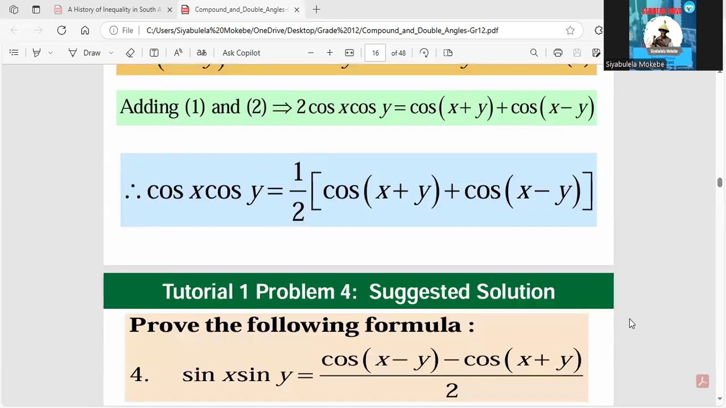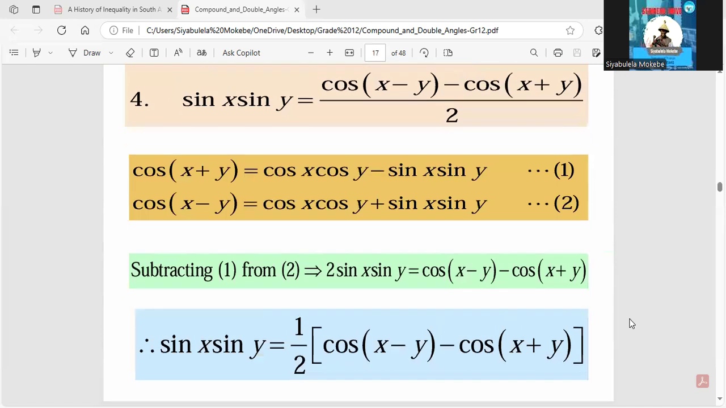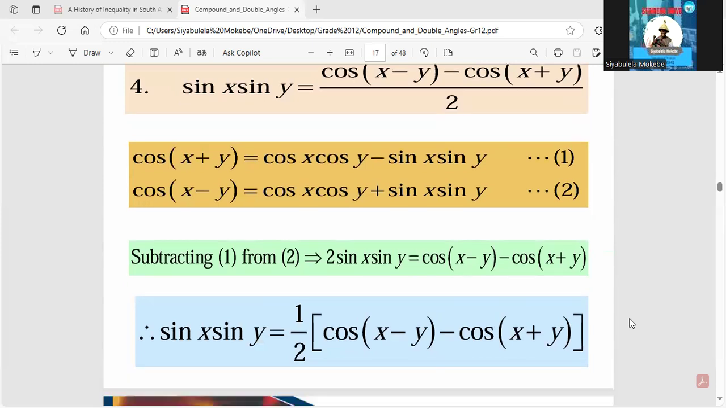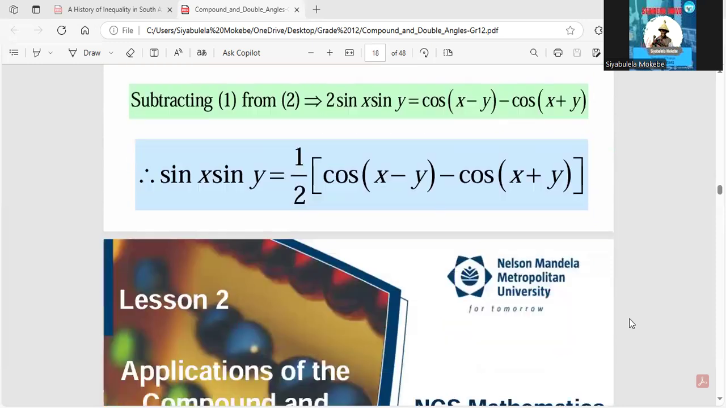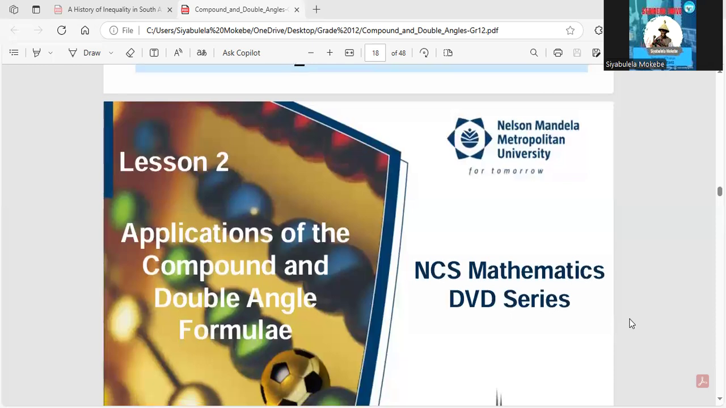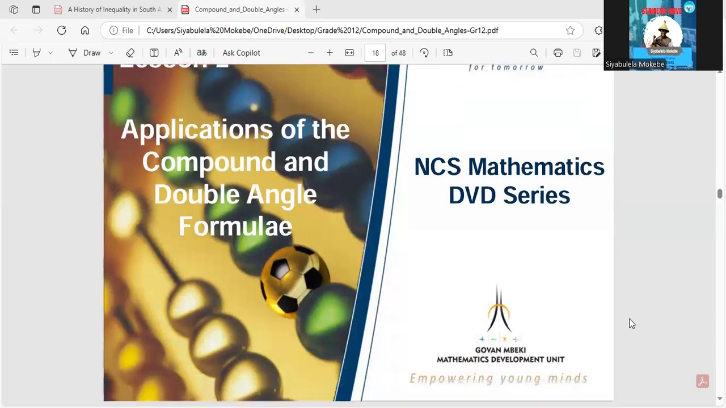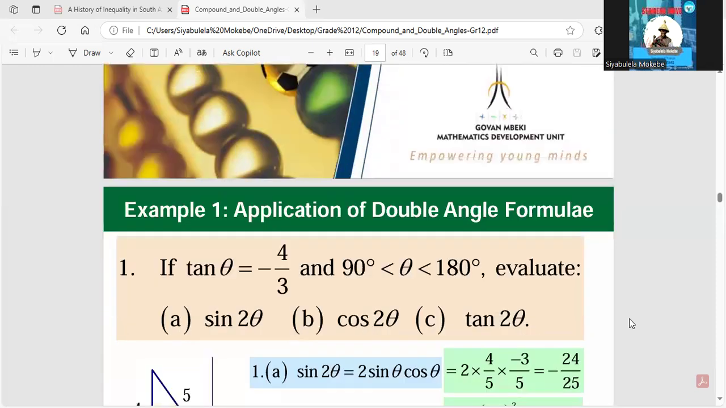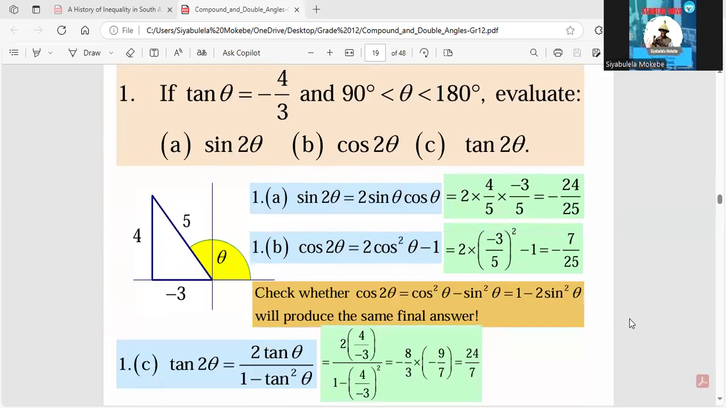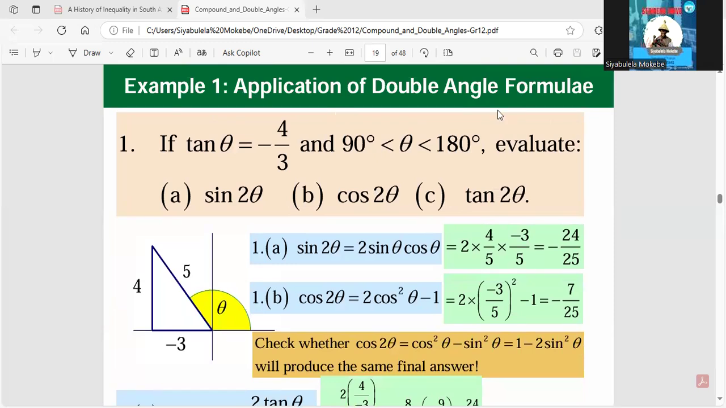And then lastly, number 4, we also looked at this one as well. All right, folks. So what I want us to do now is to look at applications of these formulas. Okay. So this is an example of application of the double angle formula.